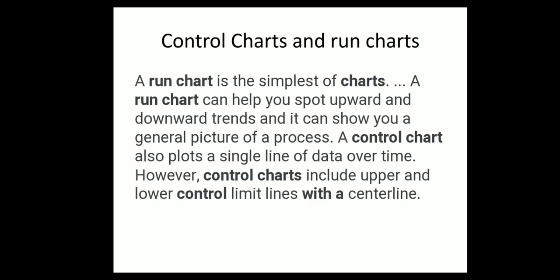A run chart is the simplest of charts. A run chart can help you spot upward and downward trends, and it can show you a general picture of a process. A control chart also plots a single line of data over time. However, control charts include upper and lower control limit lines along with a center line.